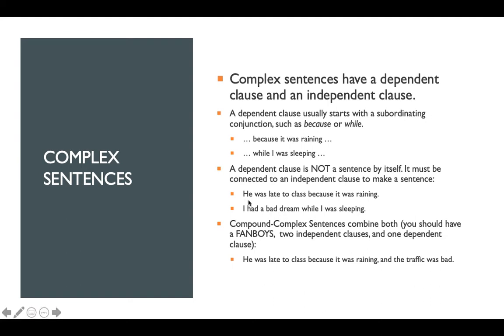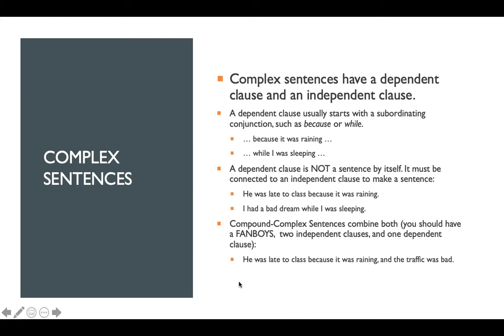Look at the example. He was late to class because it was raining. The next example, I had a bad dream while I was sleeping. Notice how we have a dependent clause at the end of a sentence, because it was raining, and then we have an independent clause at the beginning of a sentence. He was late to class. And same in the next sentence. I had a bad dream, that's the independent clause, while I was sleeping. That's the dependent clause. We will learn more about complex sentences in the next video as well.